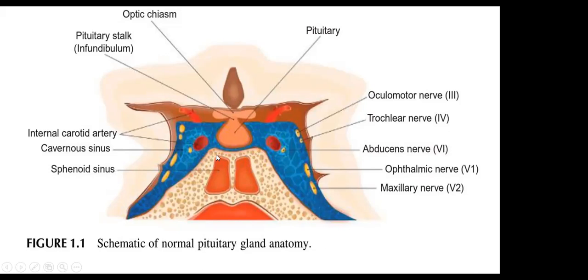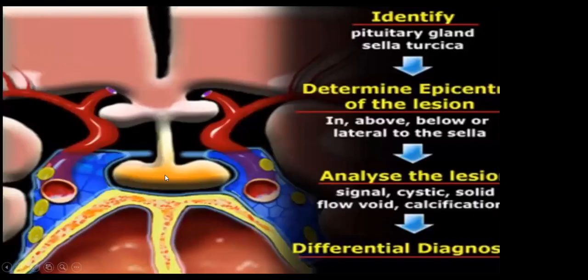When there is a lesion in this area, we must have a system and a step-by-step analysis to reach the differential diagnosis. First, identify the pituitary gland and sella turcica and determine the epicenter of the lesion, whether it is in, above, below, or lateral to the sella. Then analyze the lesion on imaging according to signal intensity, cystic or solid components, fat content, and any calcification. So we will reach the differential diagnosis more easily.